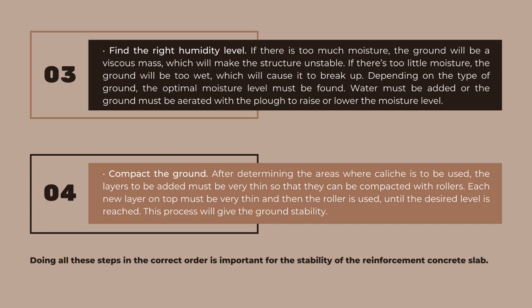Fourth, compact the ground. After determining the areas where calc is to be used, the layers to be added must be very thin so that they can be compacted with rollers. Each new layer on top must be very thin, and then the roller is used until the desired level is reached. This process will give the ground stability. Doing all these steps in the correct order is important for the stability of the reinforced concrete slab.